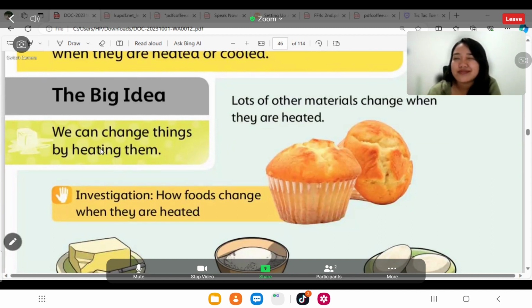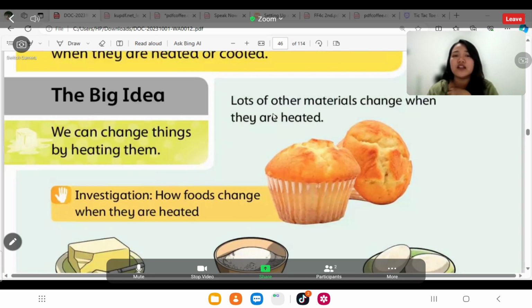We can change things by heating them. For example, lots of materials change. Yeah, the big idea: we can change things by heating them.